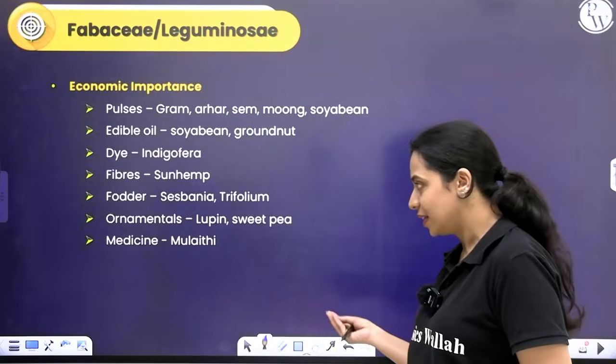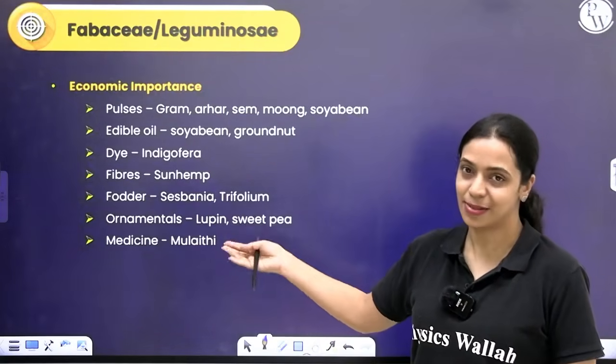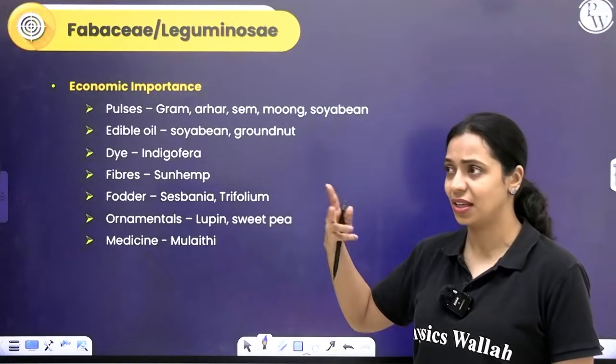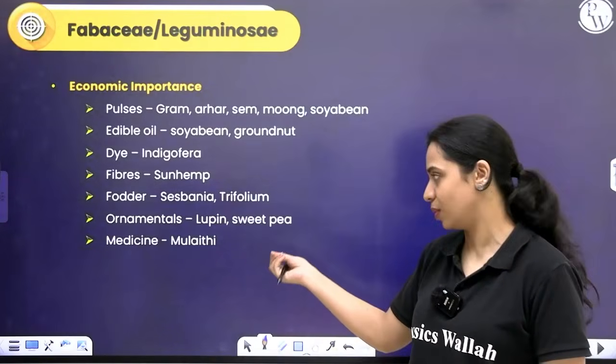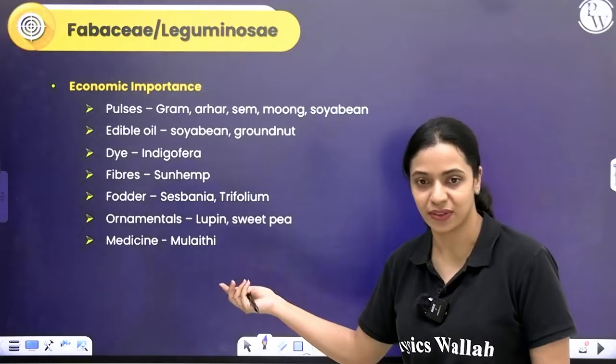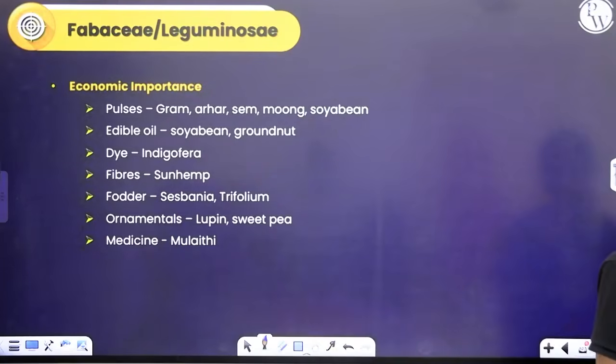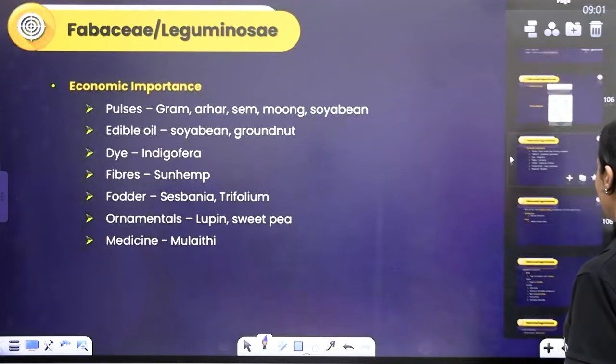And mulethi has medicinal value. I'm sure you've seen many things that have mulethi as one of the ingredients in them. So it has medicinal value and it's used in Ayurveda. Okay, so these are some economic importance of the family Fabaceae.